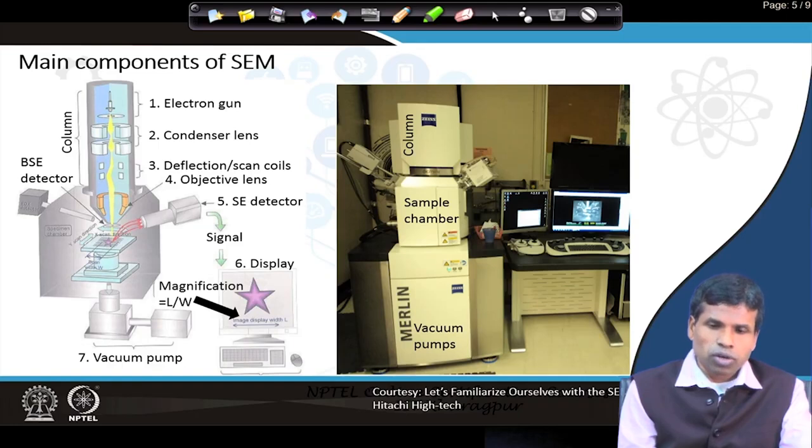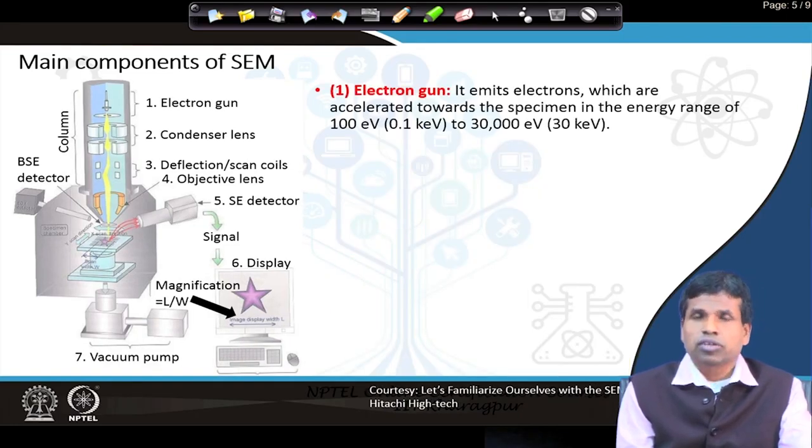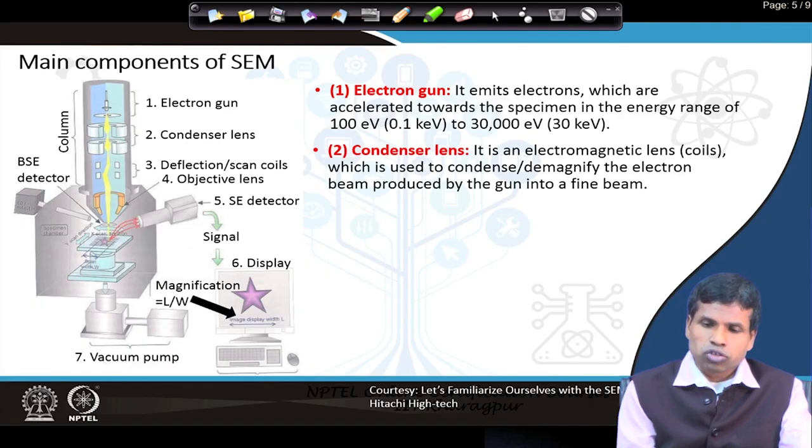Now we will discuss these one by one. Let's say first the electron gun. It emits the electrons, and then those are accelerated towards the specimen with an energy range of 100 eV to 30,000 eV. This is the energy range we study in the scanning electron microscope. But in most cases, we use 5 keV to 10 keV. Depending upon the type of the sample, you will need to choose the accelerating voltage, and that accelerating voltage will make the electrons strike the sample at a smaller wavelength, because by providing a higher voltage, we can reduce the wavelength of the electrons.